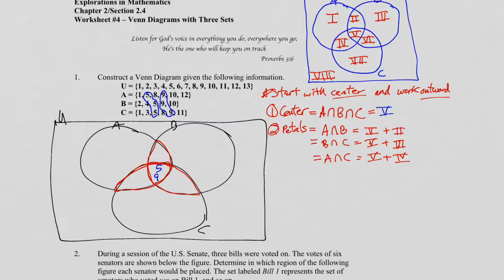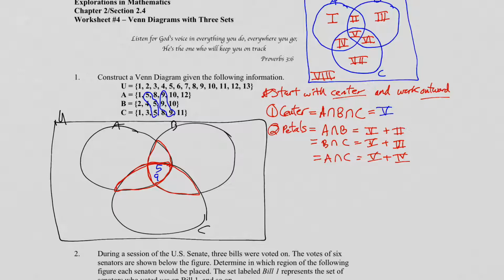Okay, so it looks like petals of a flower. And let's go ahead and do the first one. A intersection B. Now A intersection B is basically, what do A and B have in common? We already have two numbers in common, 5 and 9. That's in the center, so we're not going to rewrite those. We're going to see if there's anything else in common.